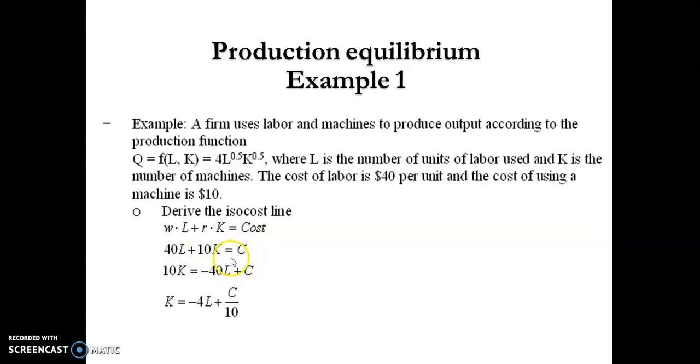So you can rearrange it such that you have capital being the subject of the formula. And you can see now that the slope is minus 4. It is negative because your isocost line is downward sloping, but minus 4, you can also show it to be the ratio of your input prices, 40 being labor, and for machinery or equipment capital, that was 10. So 40 divided by 10 is 4, and it is negative. So negative W over R is minus 4 as well.